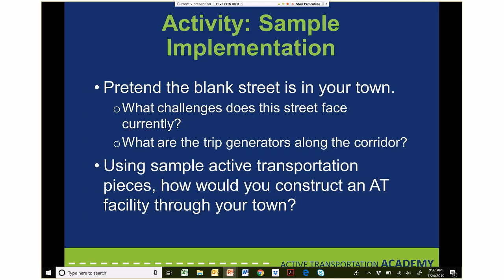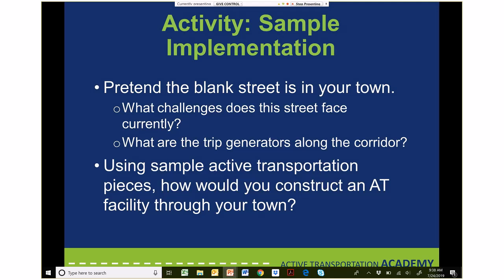So then we'll do another activity. And so what we would do here is we would take an actual blank, kind of cartoony map of a road in your town, and you would identify which road in your town this is, maybe one of the ones we've talked about earlier. And we would actually go through and talk about what challenges that particular street faces with regard to active transportation. We would talk about what the trip generators are along that corridor, and so again, this would build off of those other activities we've done.